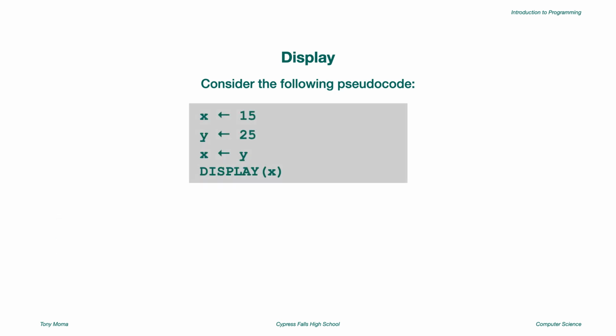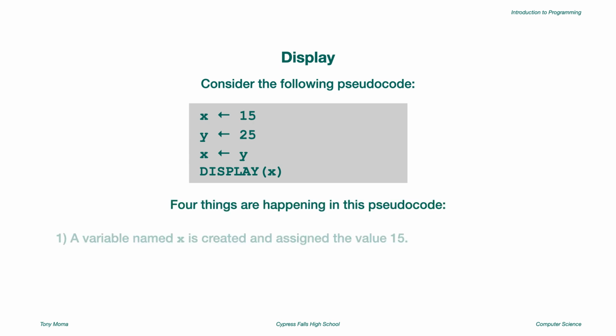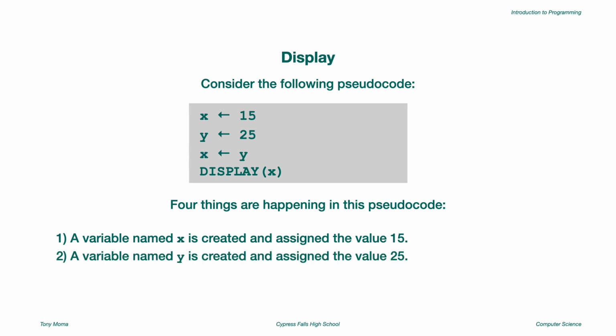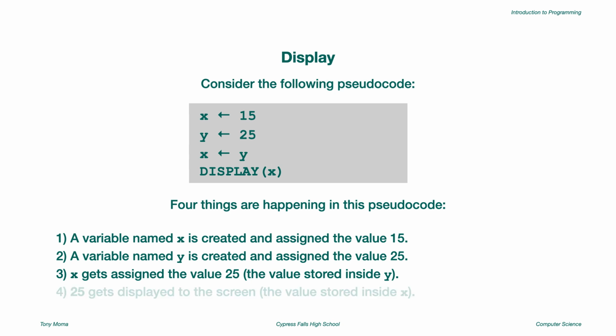Now consider this last display example. Here, 4 things are happening. First, a variable named x is created and assigned the value 15. Then a variable named y is created and assigned the value 25. Then x gets assigned the value 25, which is the value stored inside of y. Then lastly, 25 gets displayed to the screen, which is the value stored inside x by the time we reach that point in the program.